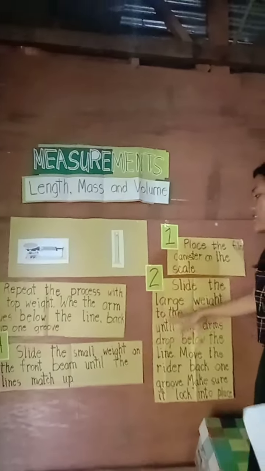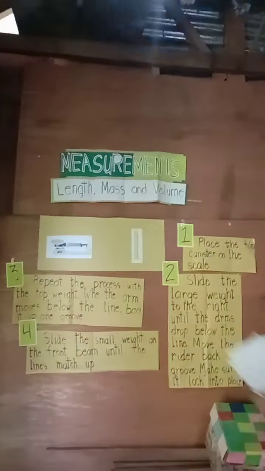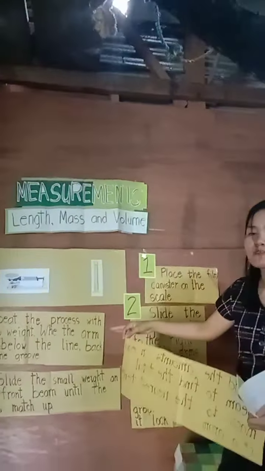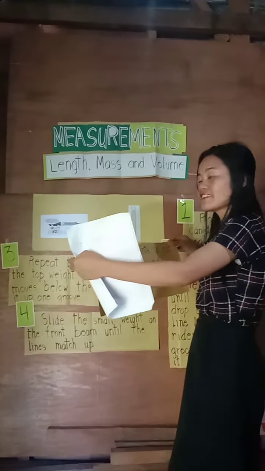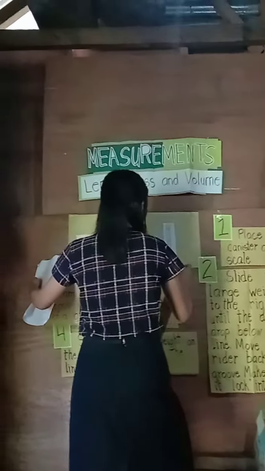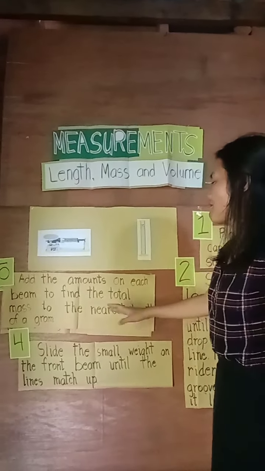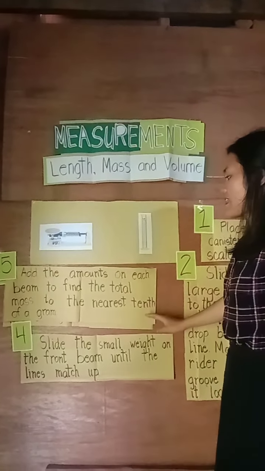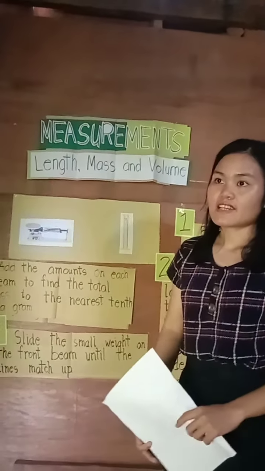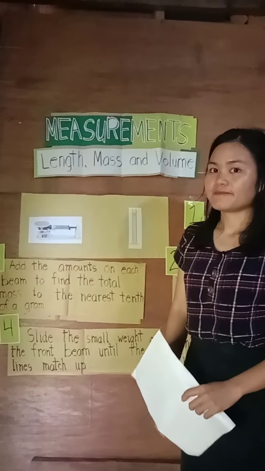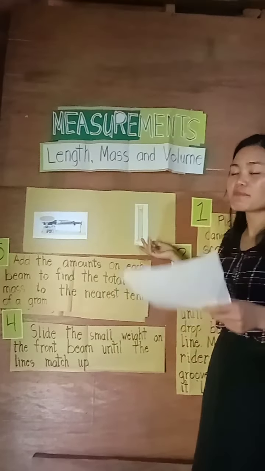Slide the small weight on the front beam until the lines match up. Are you done copying step 3? Can I put up step 5? Okay, thank you. Step 5: Add the amounts on each beam to find the total mass to the nearest tenth of a gram. So that is it. How about the second one? Are you familiar with this?